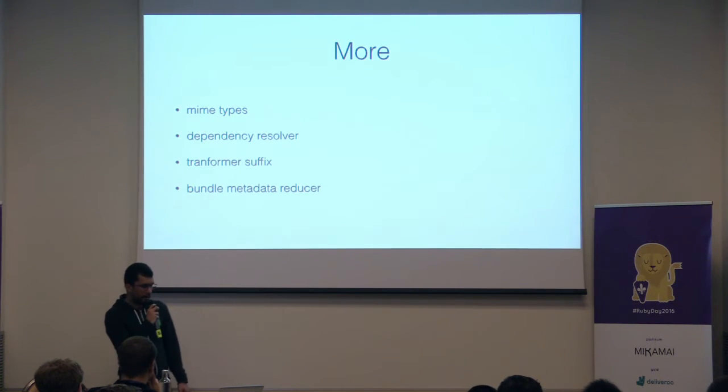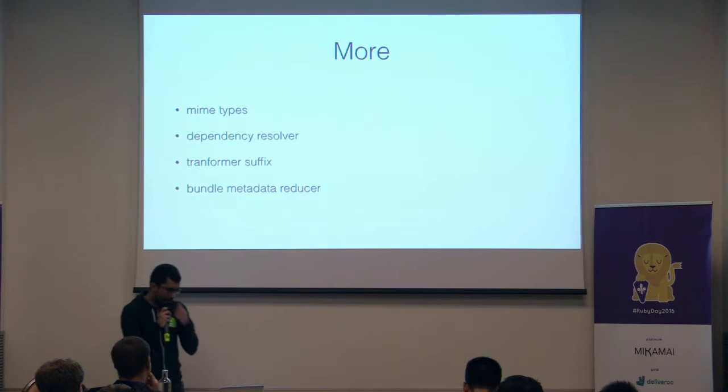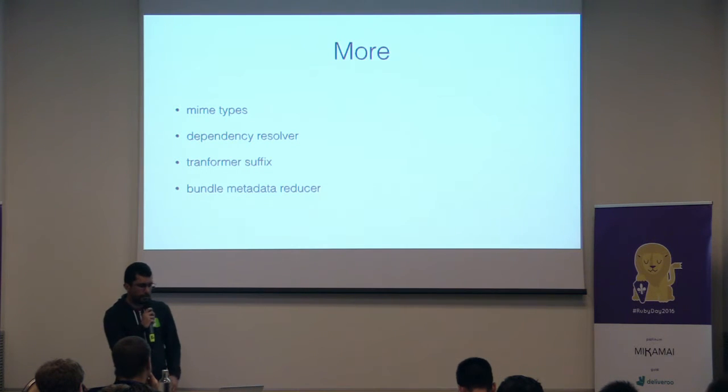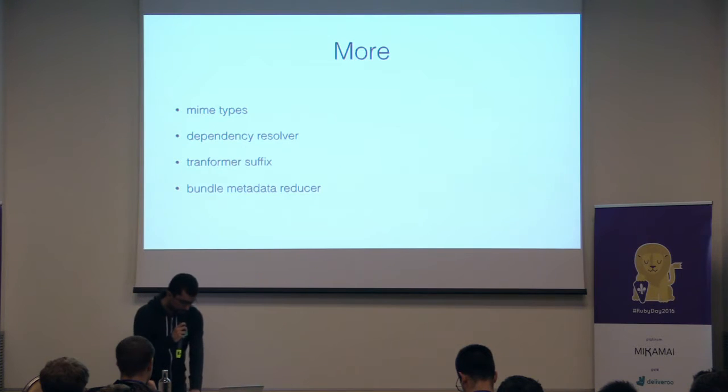There are a lot more sets of components inside Sprockets that I'm not going to show here, like mime types, dependency resolvers, transformer suffix, and bundle metadata reducers. They are more advanced features for people that want to extend Sprockets.